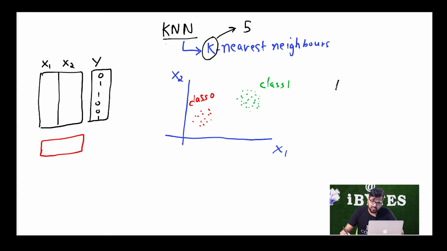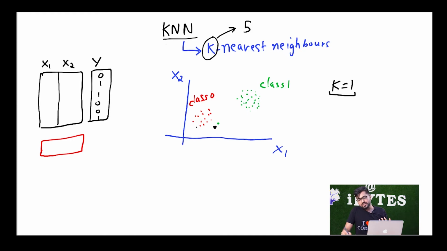If I choose k is equal to 1, do you think it is a good thing? If I choose k is equal to 1, there is going to be some problem in some cases. What is that problem? Let's say one of my class 1 points was lying over here, very near to the class 0 points, and the point I have to test is somewhere over here.